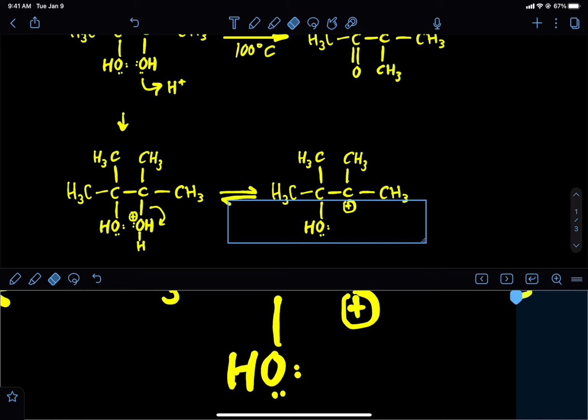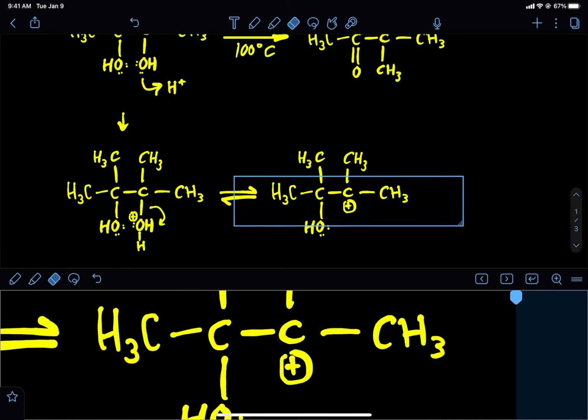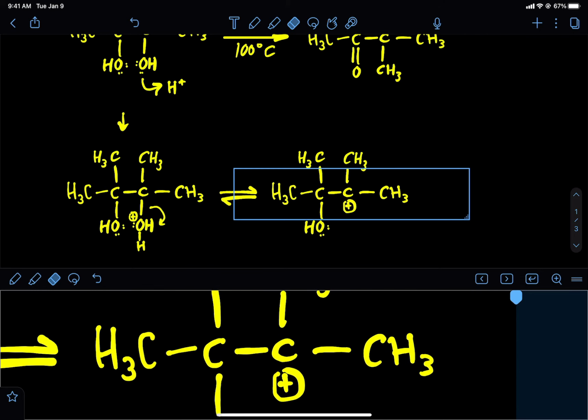Now, tertiary carbocations are excellent. They're very nice and stable. They're easy to form. But there is another type of cation that is even more stable than a tertiary. And that's a resonance stabilized carbocation, a cation whose charge is delocalized or spread out by resonance. And we can get one at this point. So the reason that we have a methyl shift is to make the carbocation more stable.